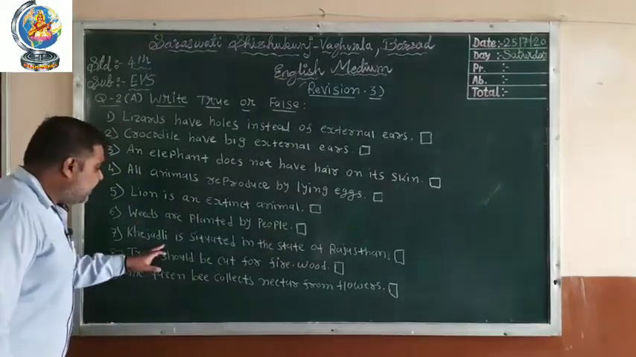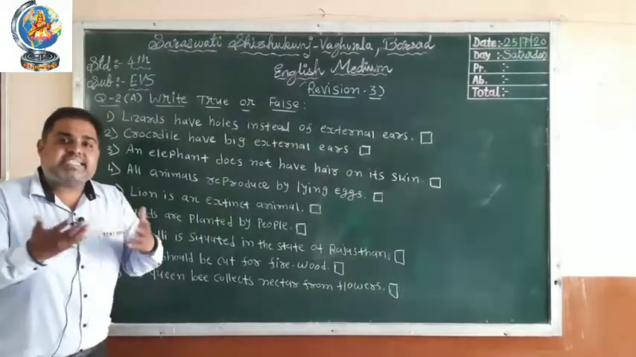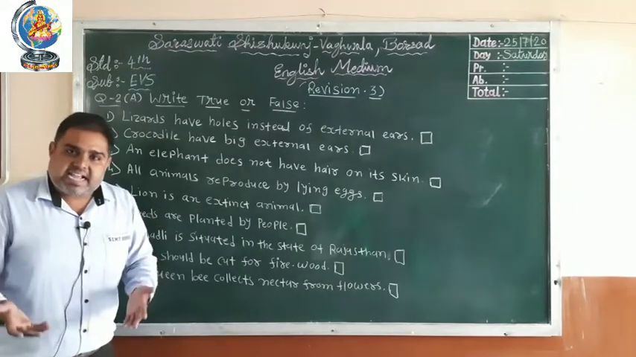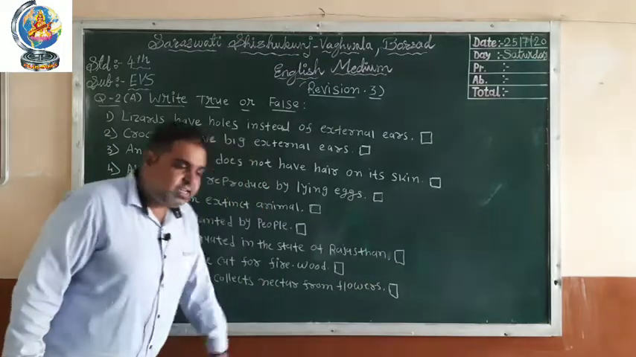Number 7, Khejri is situated in the state of Rajasthan. So where is Khejri village? Khejri village is in the state of Rajasthan near Jodhpur. That is why this statement is right.